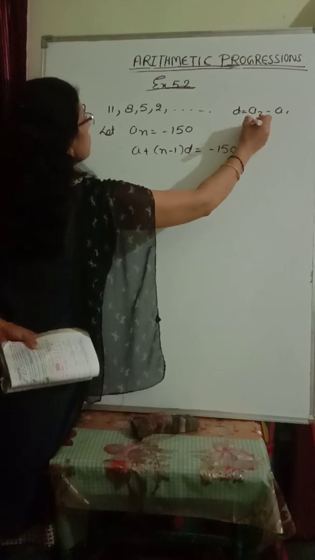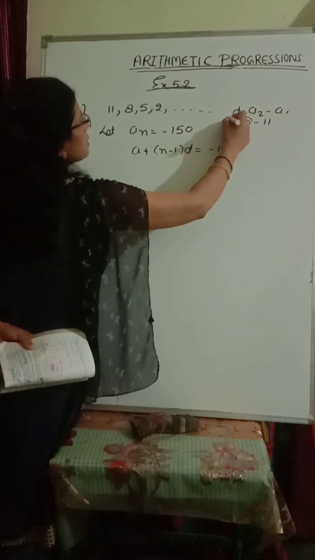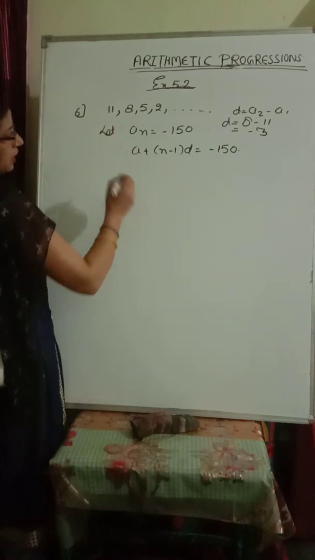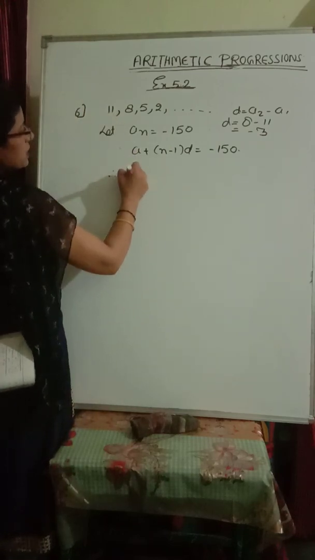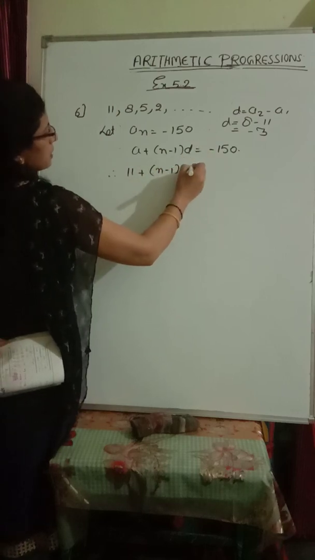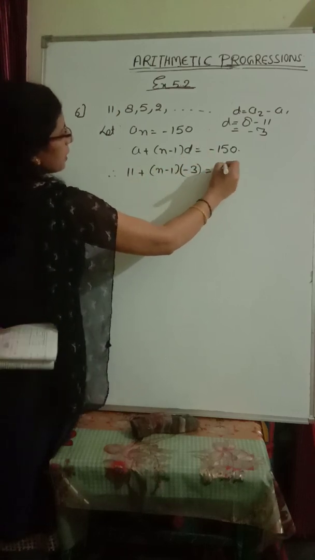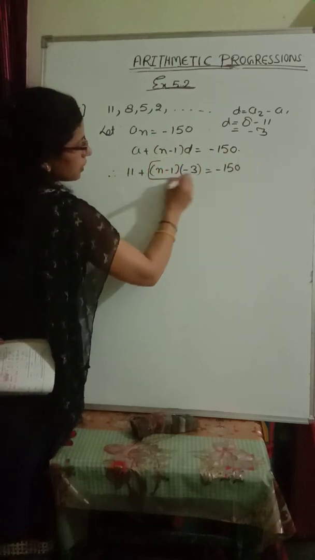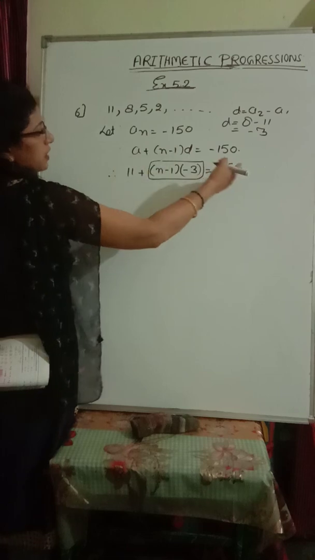What is a2? 8 minus 11, so it is minus 3. Or a is 11. Okay. So therefore the value of a is 11, and you have to find n, and d is minus 3. Minus 150: first you send 11 that side, because this whole is one term. So 11 that side, minus 11.